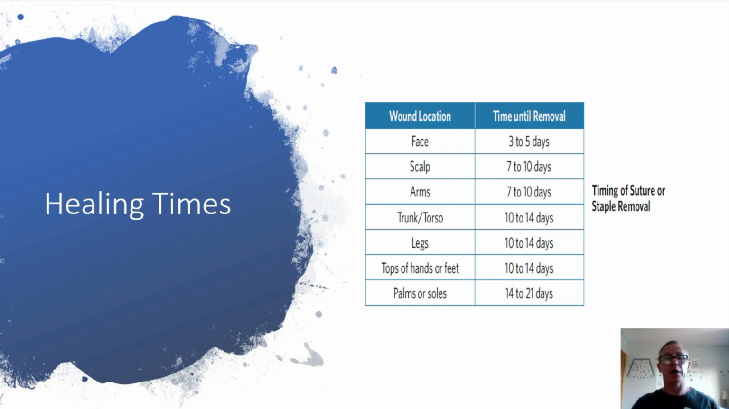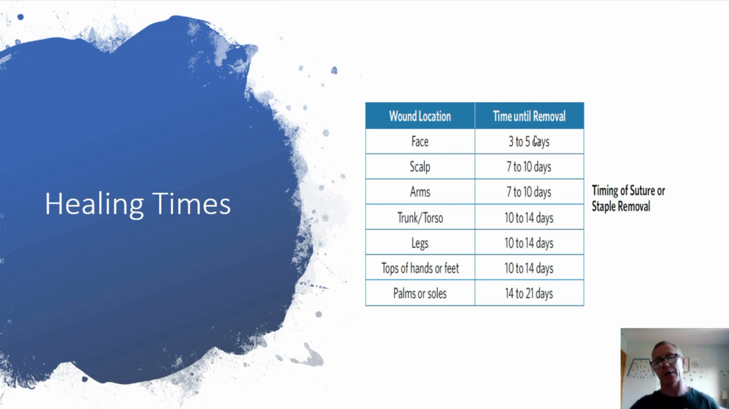So anyway, healing times. As you can see at the top, you'll see wound location marked in blue on the right hand side of your picture. Wound location, and on the right hand side of that, time until removal. So in other words, the sutures, the stitches themselves, or staple removal. So you see the face has a 3 to 5 day removal time. In other words, when they take those stitches or the sutures or staples out, in comparison to the tops of hands or feet or palms or soles.